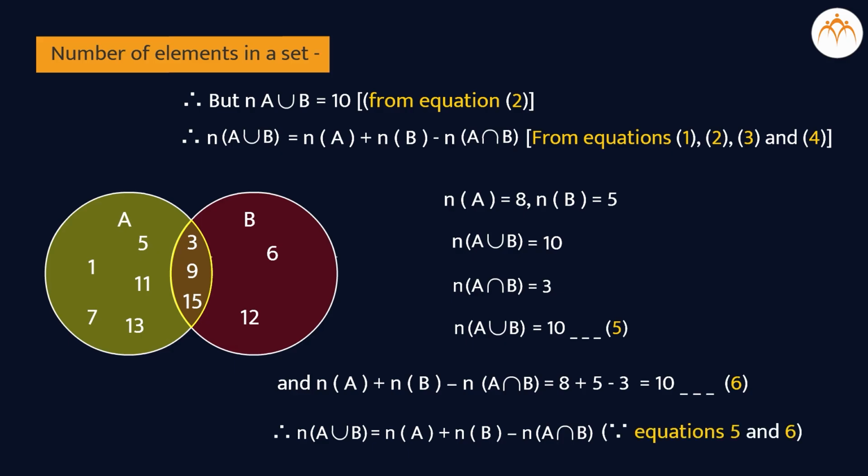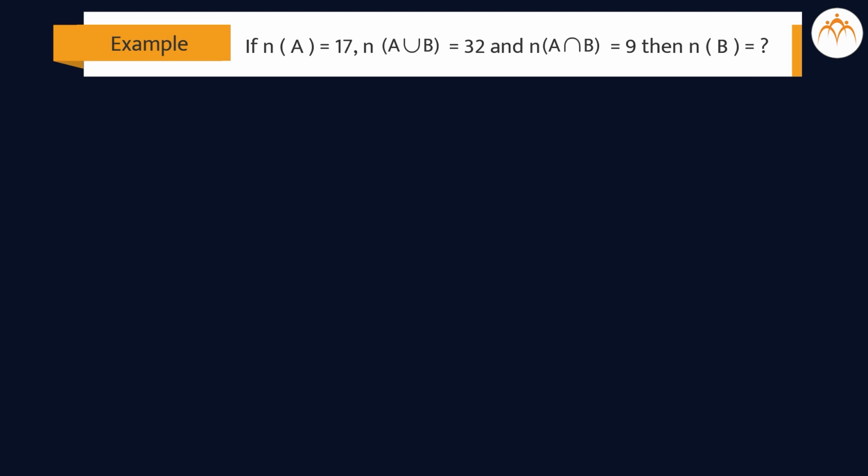Now, if the number of elements in set A is equal to 17, the number of elements in set A union B is equal to 32, and the number of elements in set A intersection B is equal to 9, then find the number of elements in set B.